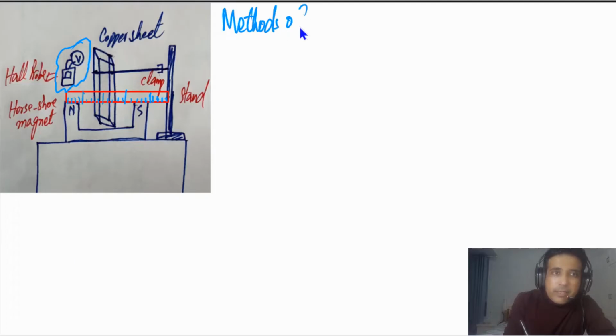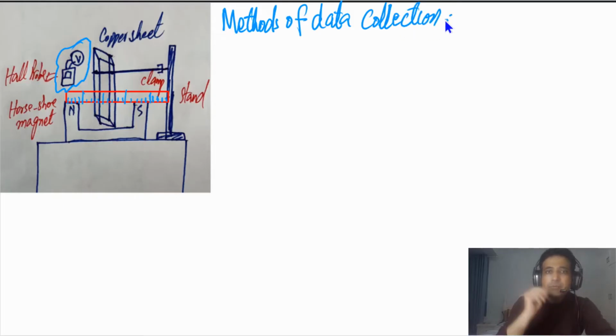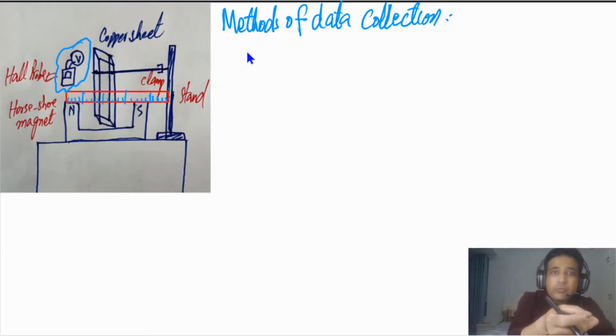Methods of data collection, and this part is very important. In methods of data collection, we will also talk about additional detail. In methods of data collection, we have already discussed the independent variable in defining the problem. Now we will just start from there.